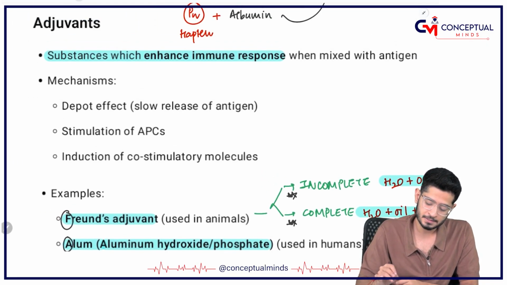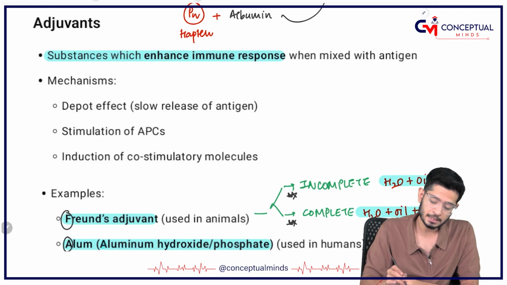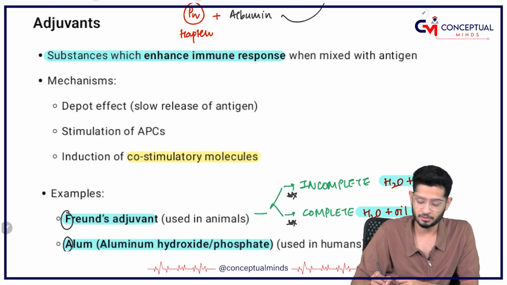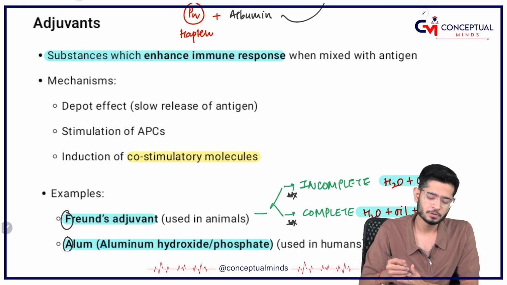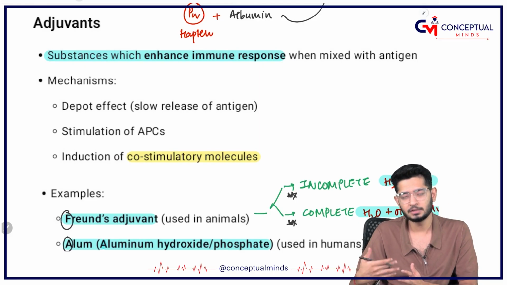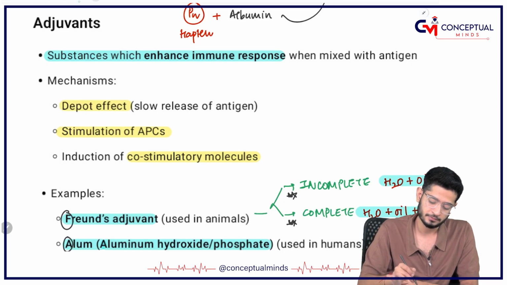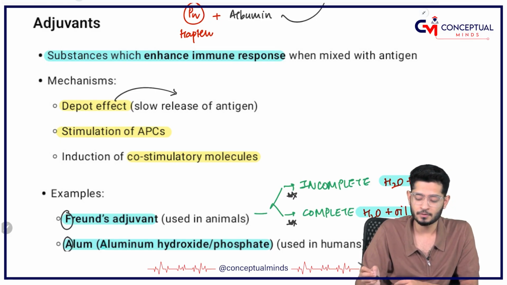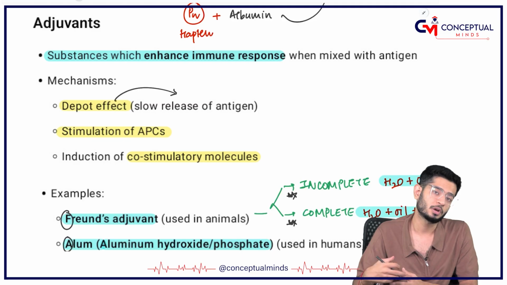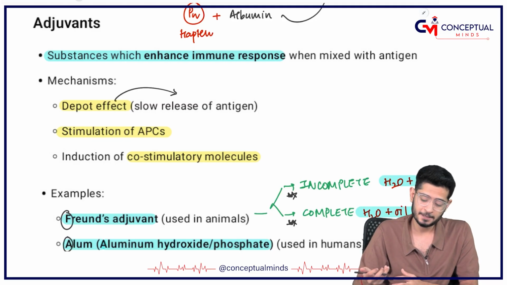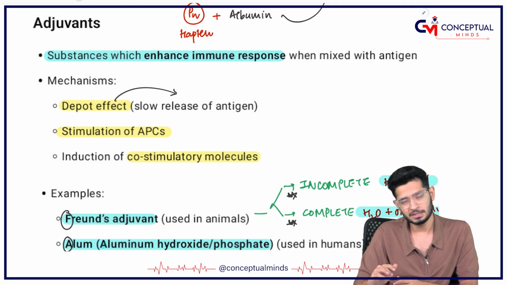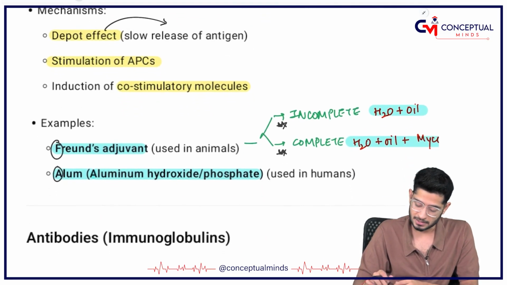What they can do is increase the co-stimulatory molecules. I mean, the molecules which have the antigenic property, they are going to increase their number. They are going to stimulate the APC, and they have a depot effect. What does that mean? That means slow release of antigen. Antigen is not going to get released easily. That's why antigen stays in the body and is going to create a lot of destruction.